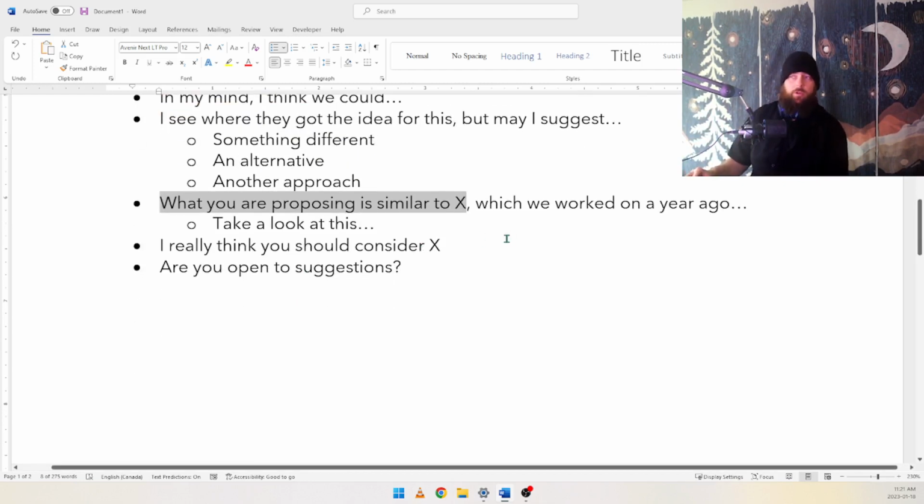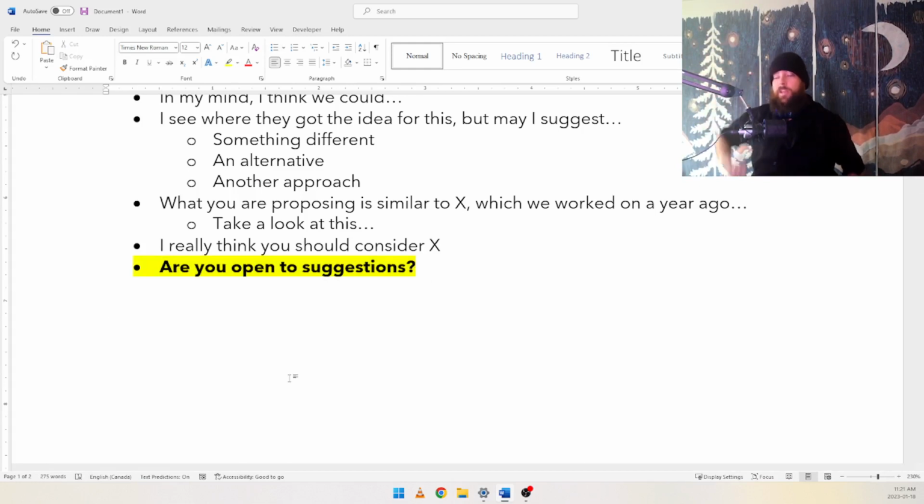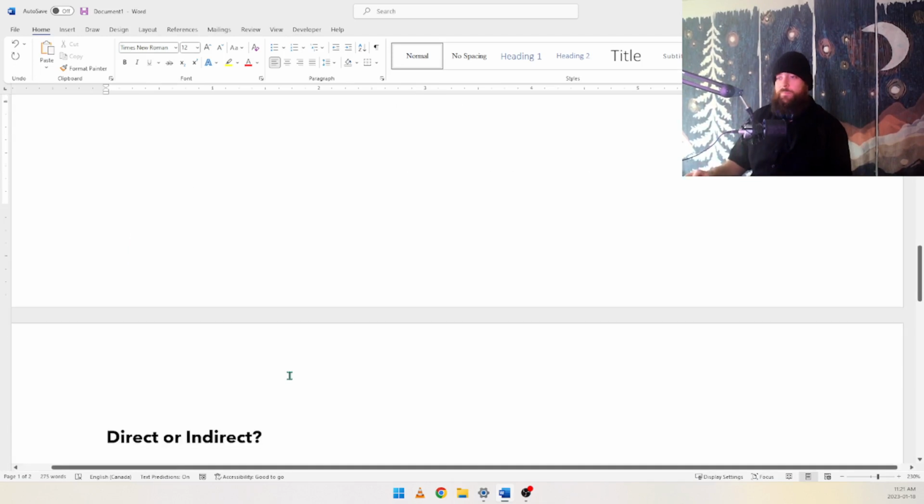I really think you should consider X, Y, or Z. And maybe, this is a good one to start with. Are you open to suggestions? Very polite way of saying, I disagree with you. I have an idea that's better than yours. You're not doing it right. Excuse me, are you open to suggestions, please? Nice way to let them know that.